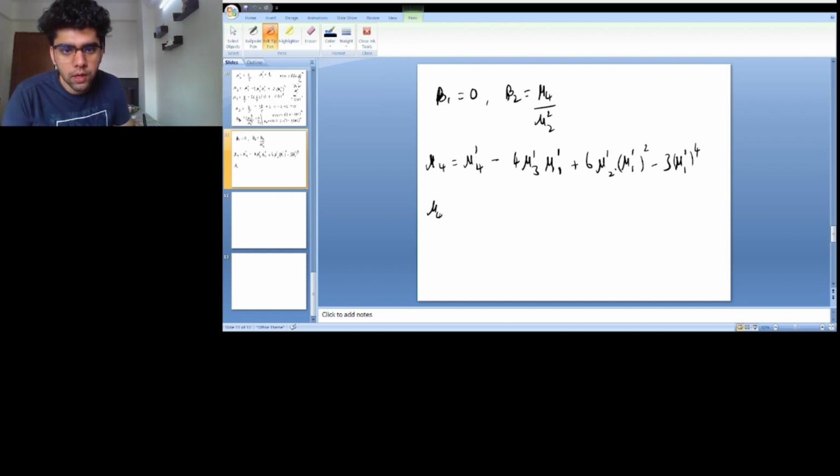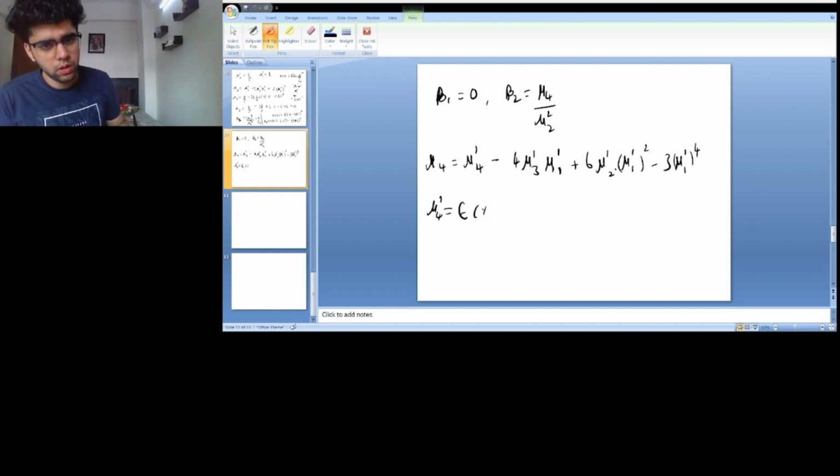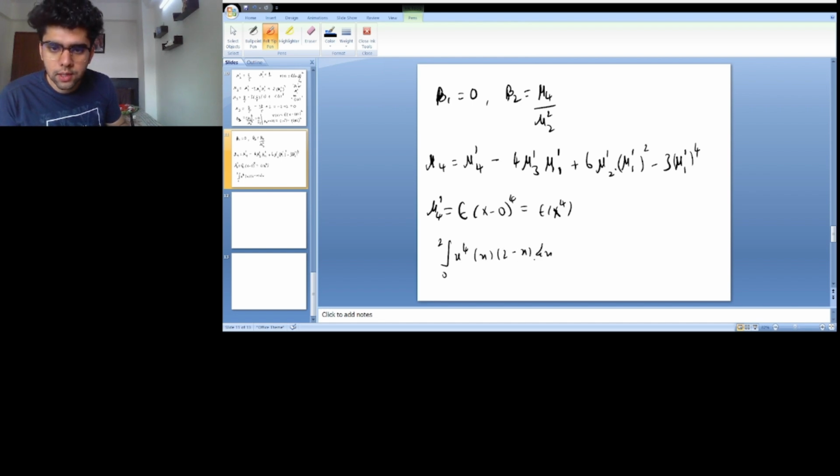So I need to find this value. I have all the other values. Fourth moment with respect to the origin, this will be the integral from 0 to 2 of x to the power 4 into x into 2 minus x dx, which is two x to the power 5 minus x to the power 6 dx.